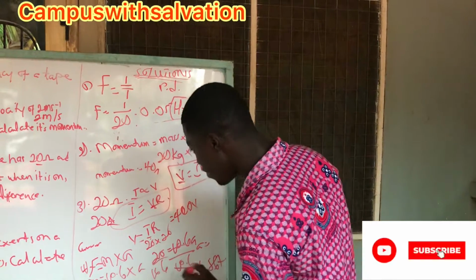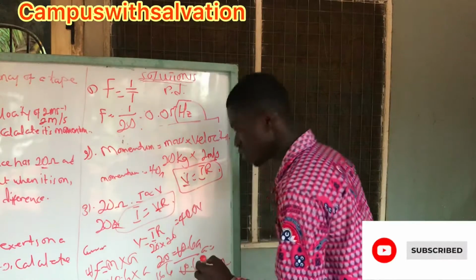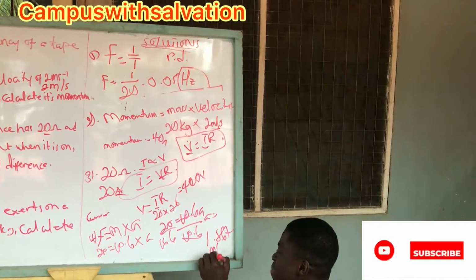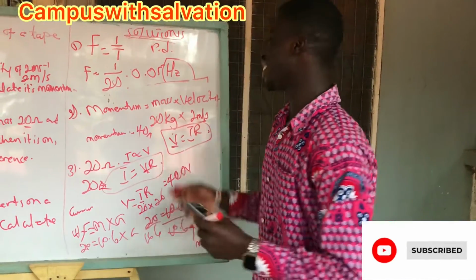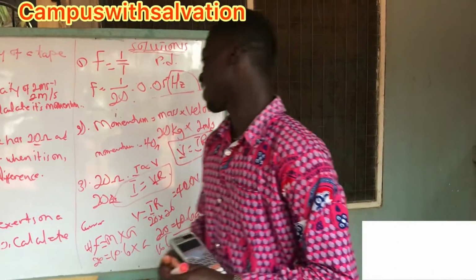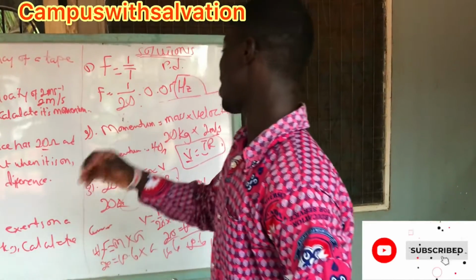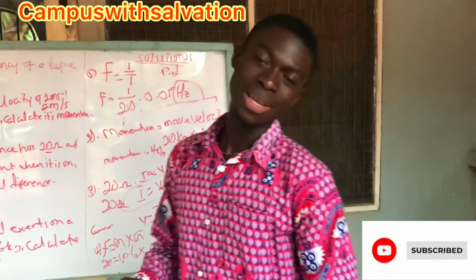We are calculating for acceleration, so you just introduce the unit, meters per second squared. Very simple, so don't forget. This is how it goes. And we are done with the questions, and I am very sure that any questions of this type, you can solve them.